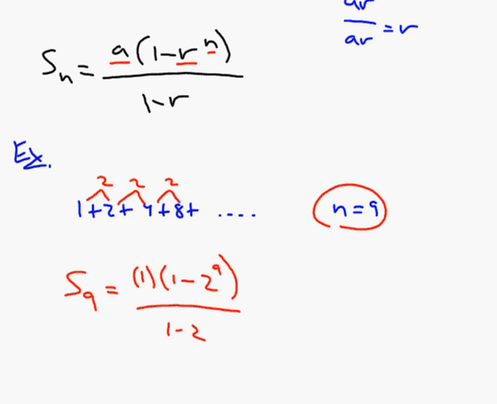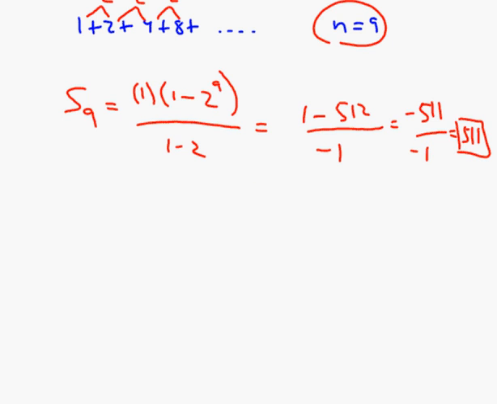So if we take the time to evaluate that, we'll get an answer. So what do we have here? We have 1 minus 2 to the 9th. There we go. So this is going to be 1 minus 512 over negative 1. Well, that's negative 511 over negative 1, or 511. Okay. Sometimes when you're asked to do these problems, you won't directly know what the number n is. Sometimes you have to do a little bit of thinking first to figure it out.